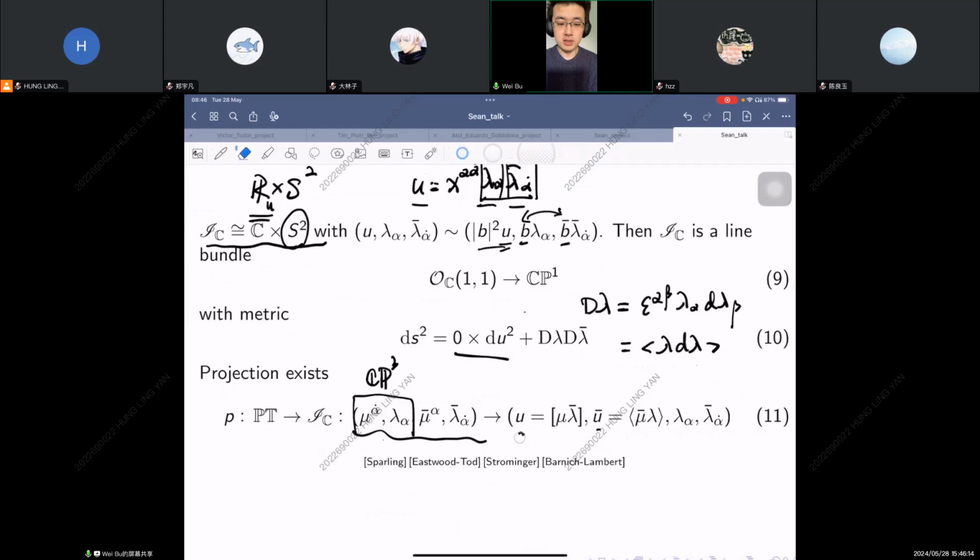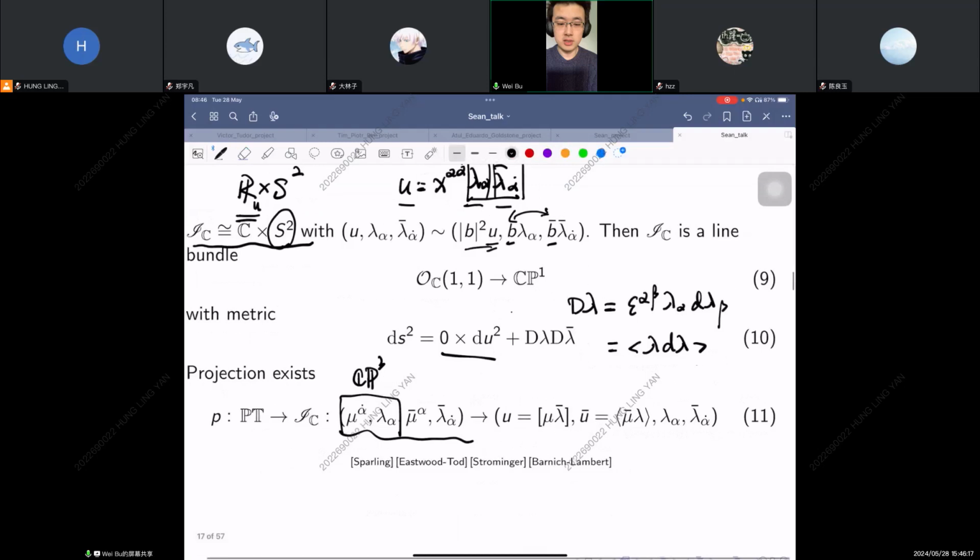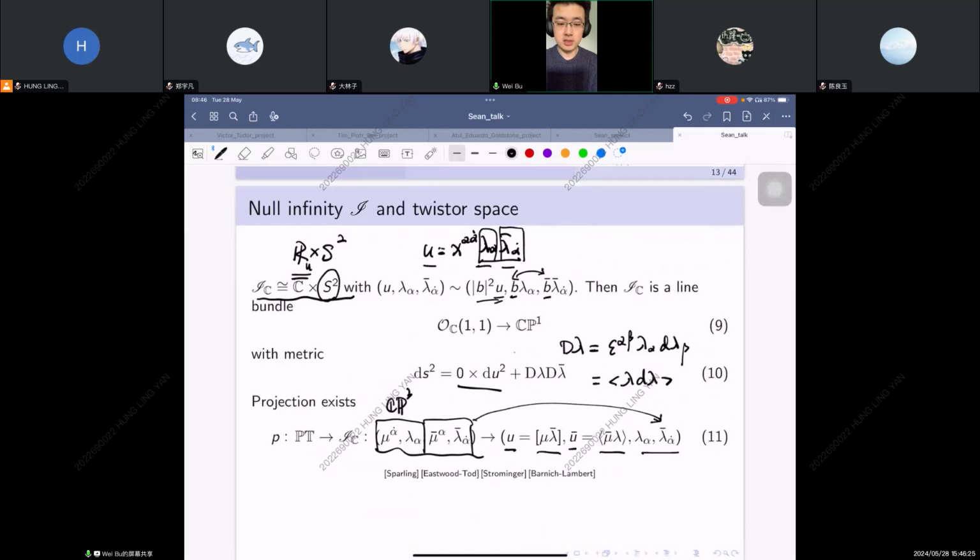And the projection goes down to scri. You get some coordinates u and ū defined by μλ̄ and μ̄λ, and the two λs. So the spheres are just straightforwardly projected, and in the u direction you have to contract the μs, basically. Where does this come from?